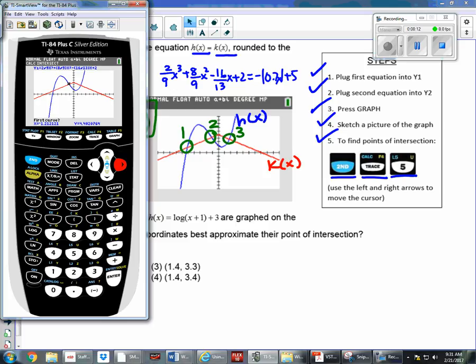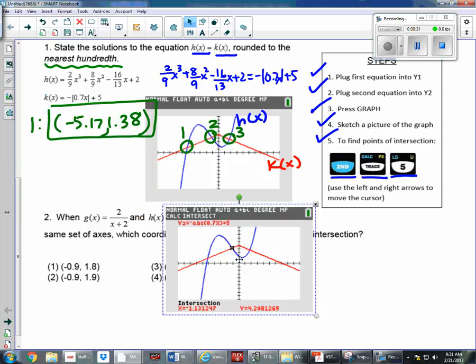You should have gotten up to this point. I pushed second trace 5 and the right arrow until I was at another point of intersection. There's my first curve at that intersection, my second curve is at that intersection, and now I want the calculator to guess for me. I'll bring this over onto the smartboard.